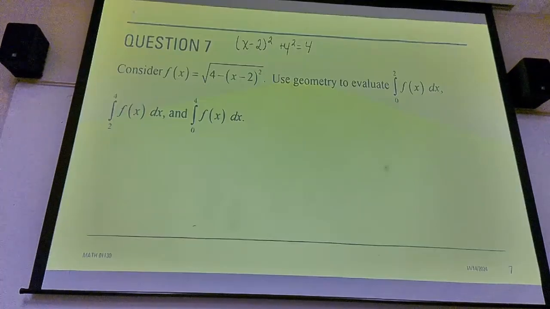What's the radius? What is the area of a circle? The circumference. Area. Pi r squared. So the area of this circle would be 4 pi. What was the integral? Signed area. The upper semicircle lies above the x-axis. It's going to be a positive area.